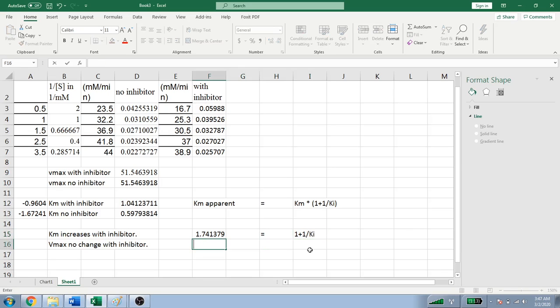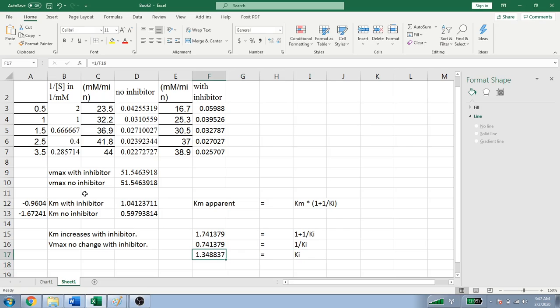Okay? I'm just using Excel as a chalkboard here since I lost the pen that I use to write stuff on the screen. Isn't that annoying? Sorry. So now I'm going to solve this for Ki. So this is going to be this number minus 1 equals 1 over Ki. So now I'm going to solve this for Ki by taking the reciprocal. So 1 over this number equals Ki. So that's the Ki. The Ki is 1.35.